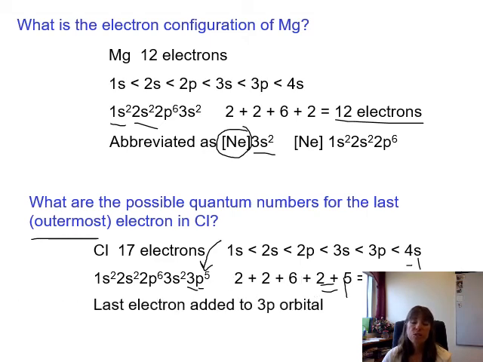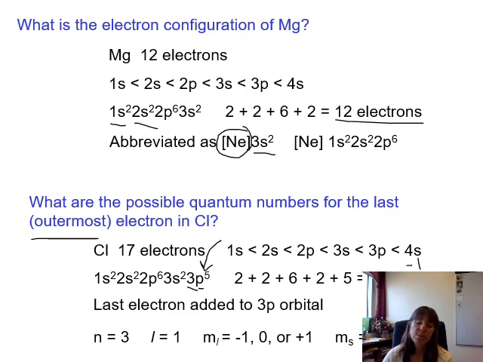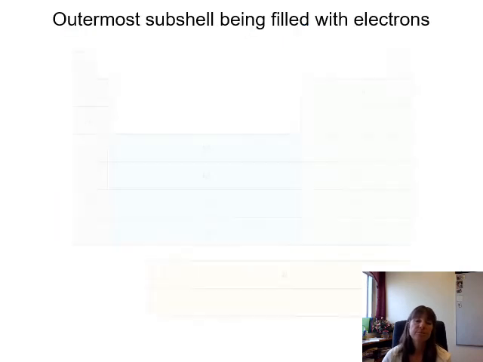So that last electron is added to the p orbital, and that's why I chose that one too when I was talking about that a moment ago. So there's your n equal 3, L equal 1, and then M sub L can be all those different 3 values, and then M sub S can be one or the other.